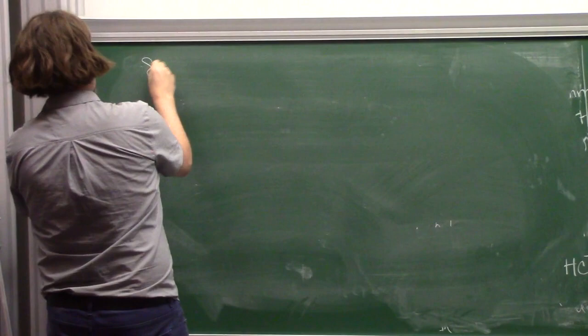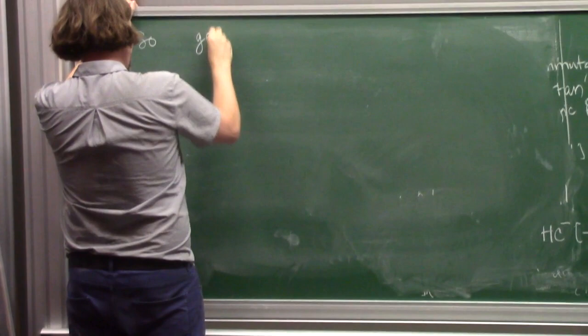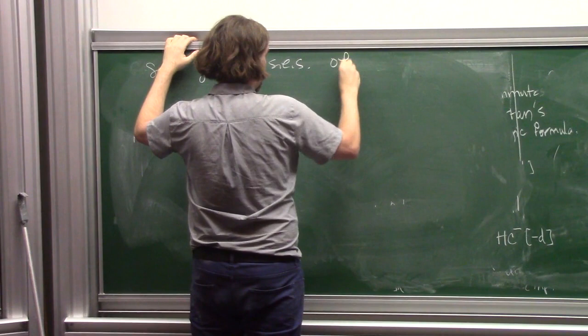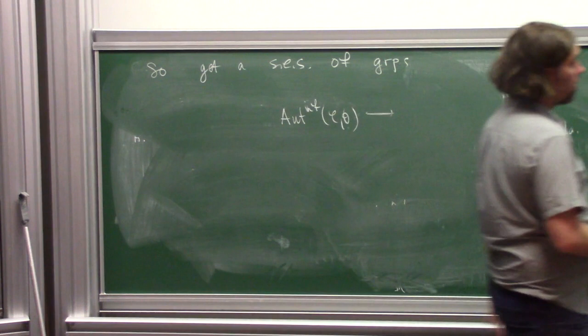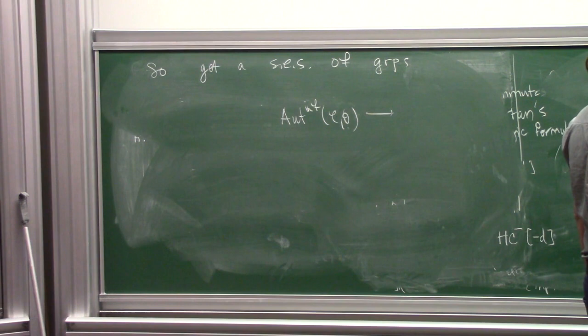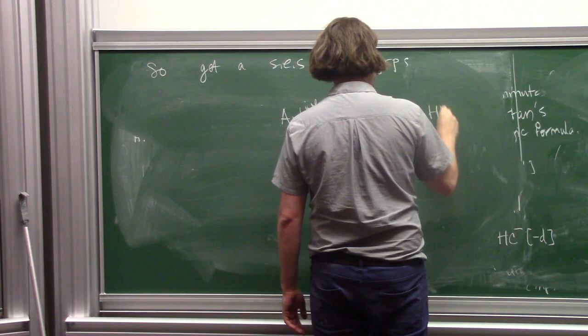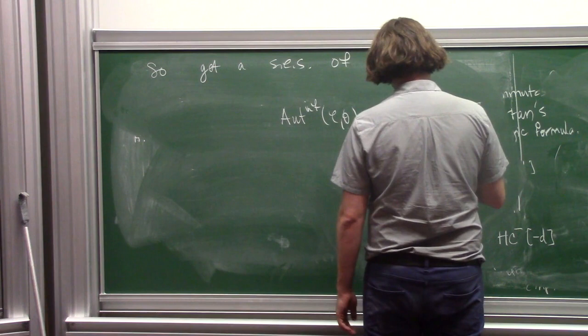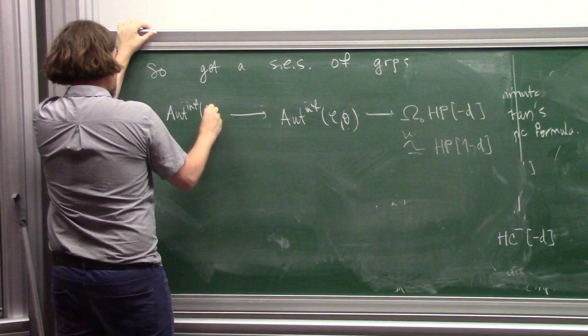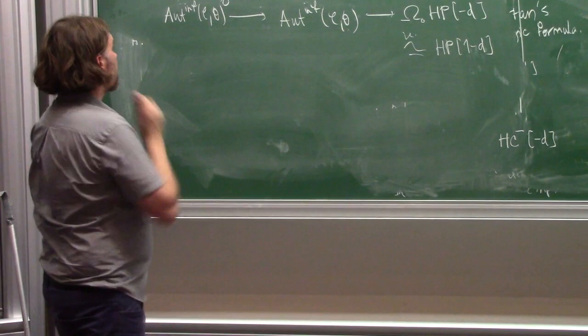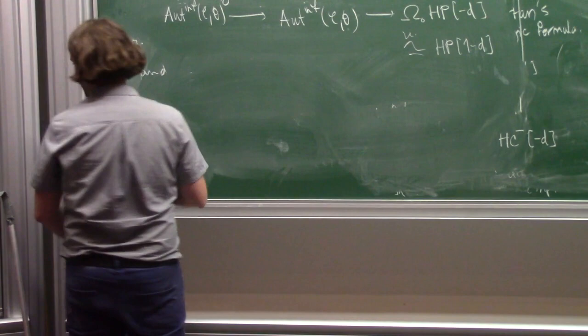So I don't know what to call it, but there's a short exact sequence of groups. We have these infinitesimal automorphisms of my pair. I missed a shift somewhere there. I'm a little confused. I want to say that this naturally maps to loops of HP with a minus D. And then via multiplication with U, this is going to be HP 1 minus D. And the fiber here, I don't know what to call it, so I'm just going to put a zero on it. Okay. So we get a short exact sequence of groups.